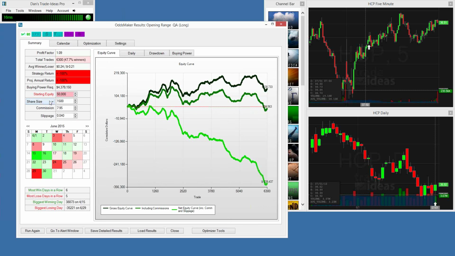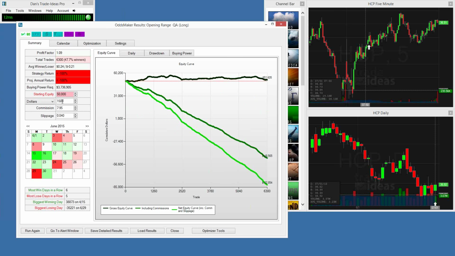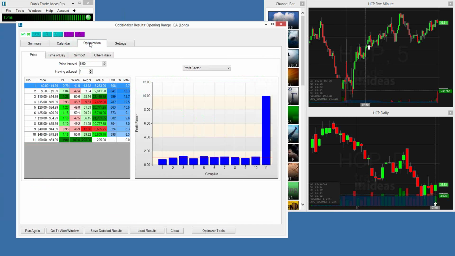Part of it, though, probably has to do with the fact that you're trading the same share size. So maybe in this case, you're saying, okay, how about I change it to dollars? What would happen? It doesn't really help. But at the very least, when you go to the optimization, you can still see, well, what's going on?